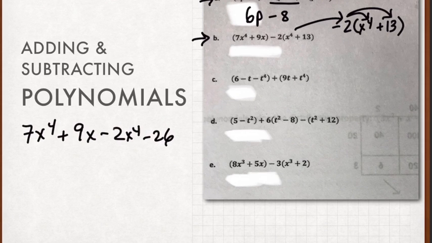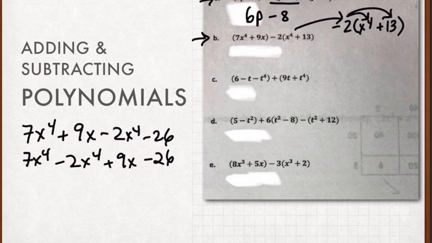The second thing I'm going to do is move my variables to one side and my numbers and constants to the other side, because I only have one variable here, which is x. So I can just simply put them in order by degrees. And I notice that this x to the power of 4 is the same as this other x to the power of 4. So I'm just going to copy them both right next to each other. And then I'm going to put the 9x next to that and leave my number last.